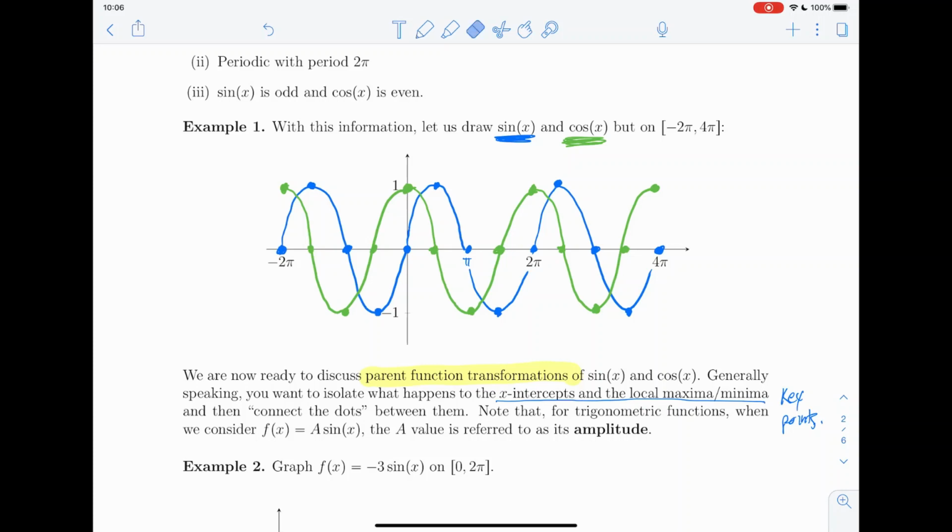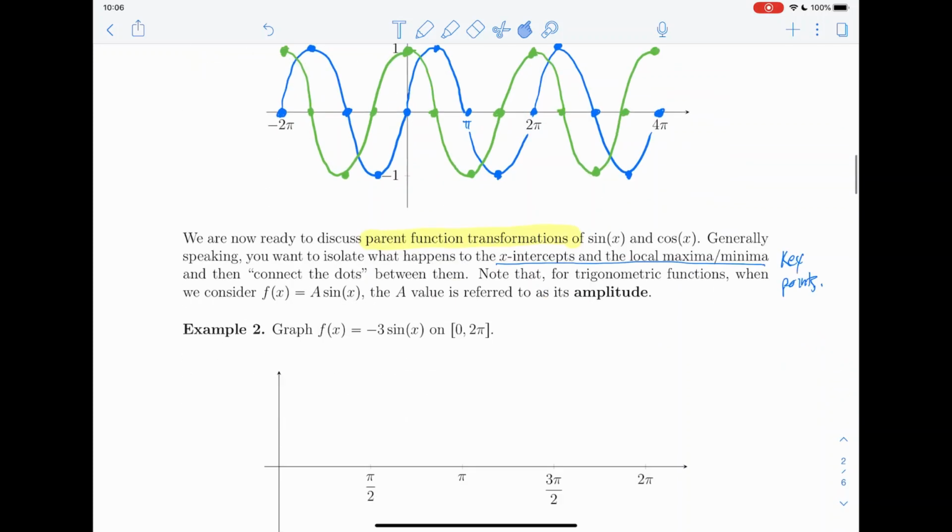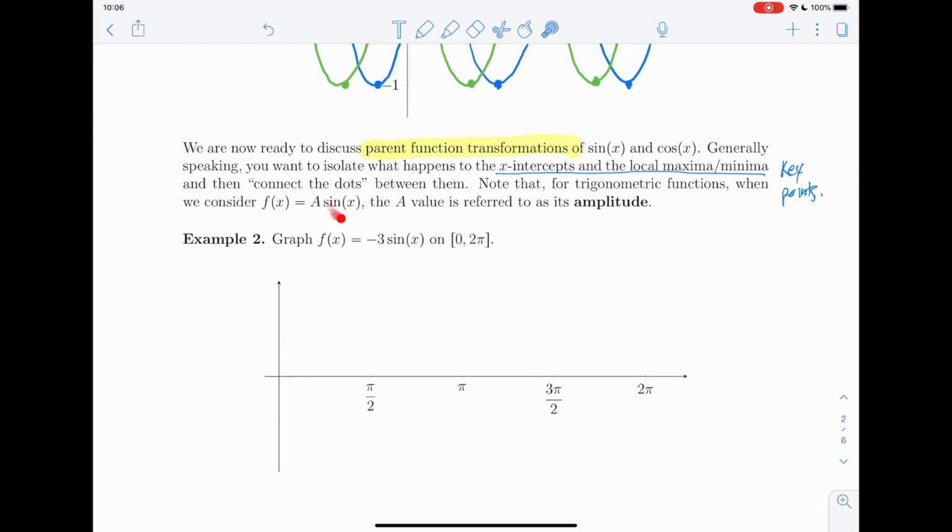Now, the development of trigonometry historically was not done by mathematicians. It was done by physicists. So they came up with all of their own sort of naming system for how everything works for sine and cosines. So it's going to be a little bit different from what we're used to. For example, if I consider my sine function, but with an a sitting out front, we would ordinarily have called this a vertical stretch or compression. In this case, we're going to call it an amplitude.